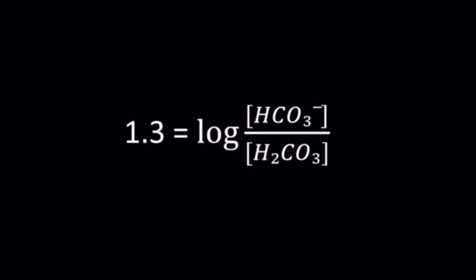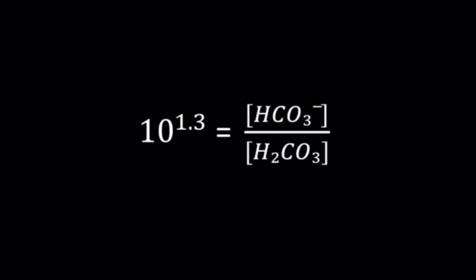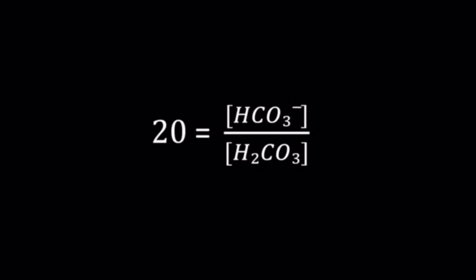We can then subtract over the 6.1 to get that 1.3 is equal to the log of the concentration of the bicarbonate ions over the concentration of the carbonic acid. By taking 10 to the power of each side, we can isolate the ratio between the concentrations of the two substances. From this, we can conclude that in blood there needs to be a 20-to-1 ratio between the bicarbonate ions and the carbonic acid molecules.